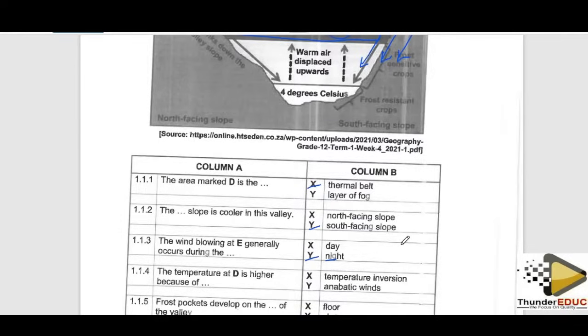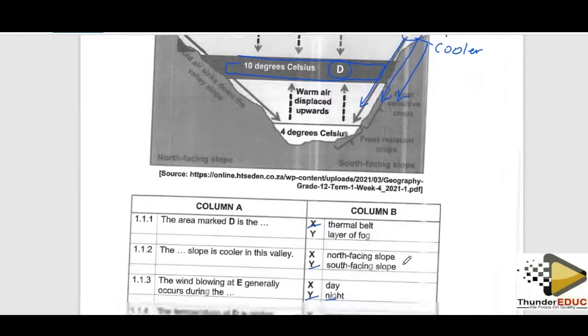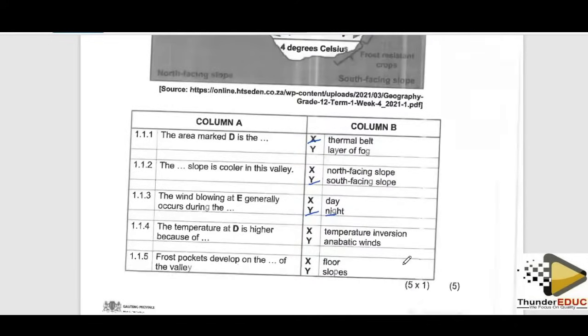1.1.4, the temperature at D is higher because of, let us first look at point D. You can see this is our point D here. They're saying the temperature at this particular point is higher, and this is due to the temperature inversion. So for that case, our answer will be X, which is temperature inversion.